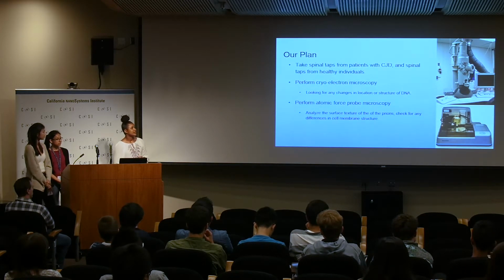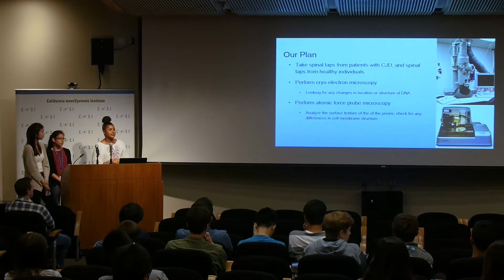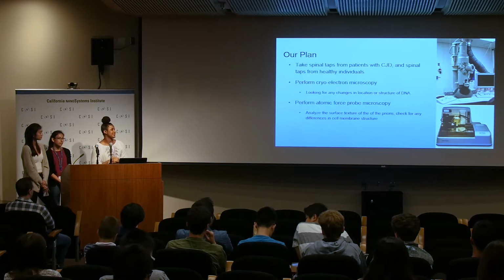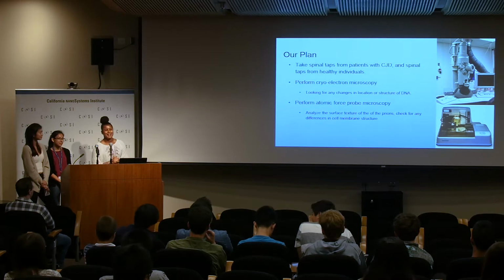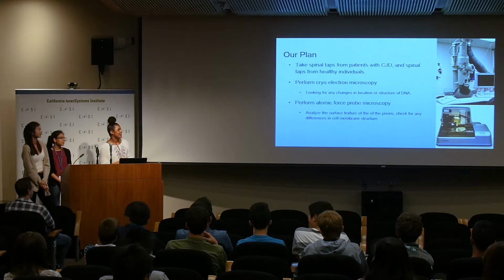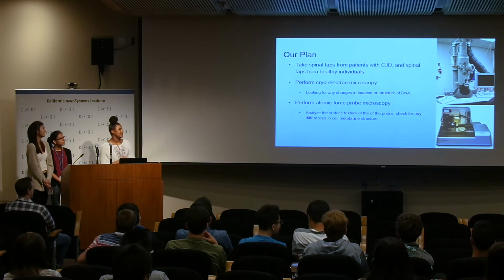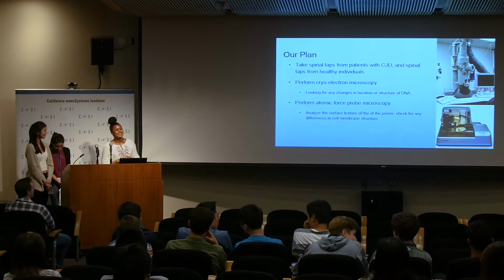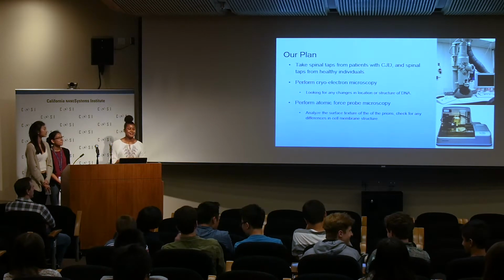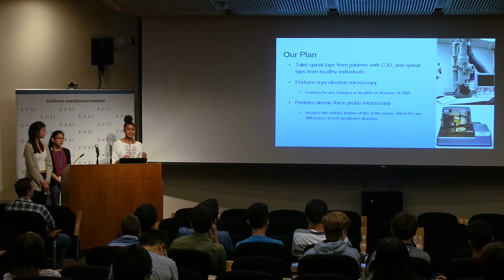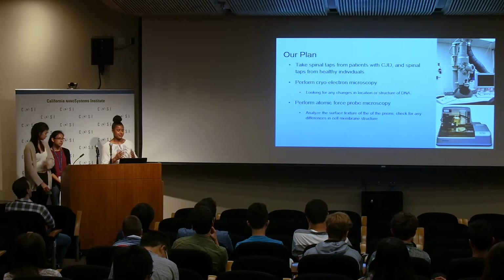So for our plan to address this issue, we're going to take spinal taps to obtain spinal fluid from patients with CJD and some participants who are willing to subject themselves to getting a spinal tap. And so we're going to perform the cryo-electron microscopy, and we're going to look for any changes in the structure of DNA. Specifically, we're going to see if the DNA changes locations within the nucleus or if the nucleus has any significant changes in size or shape.